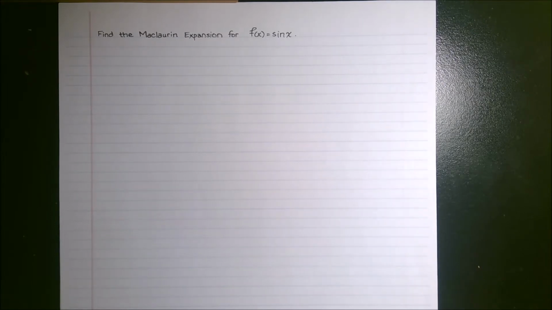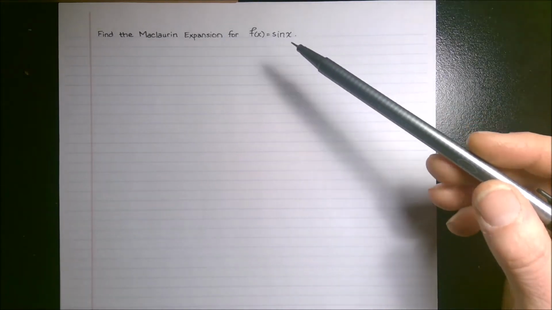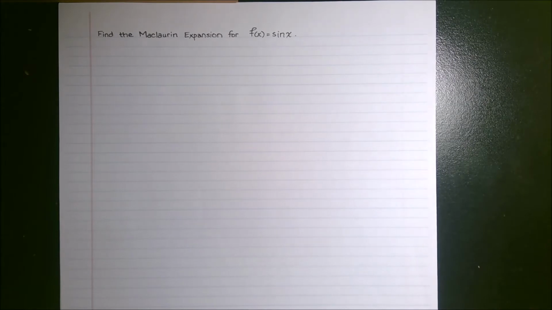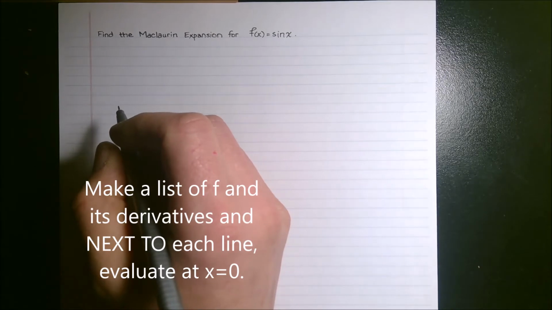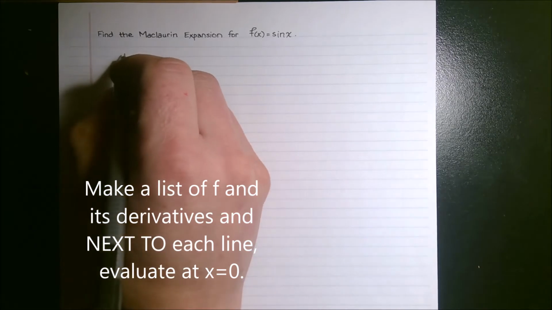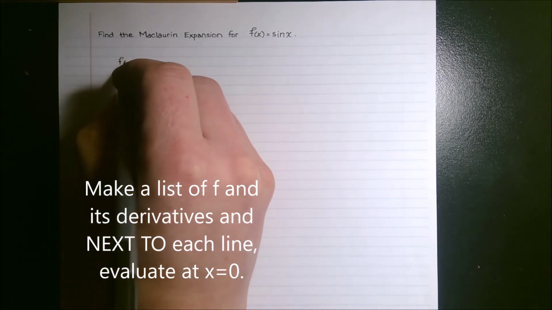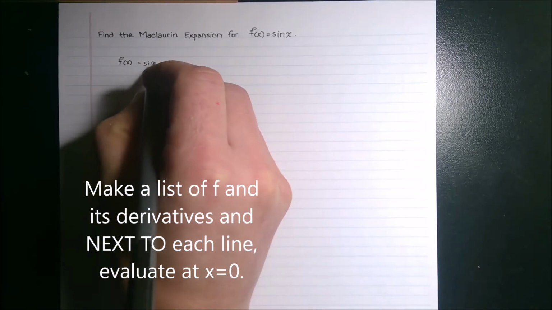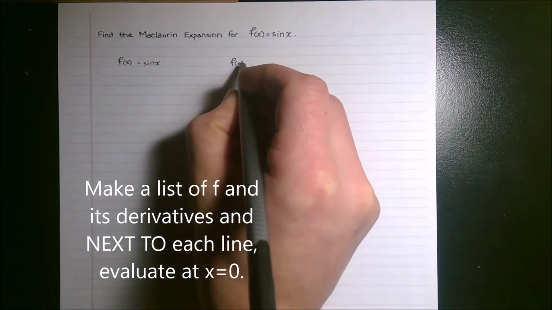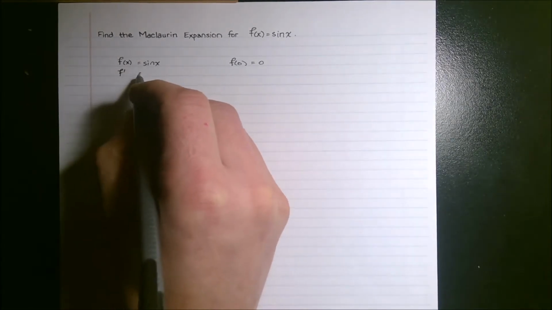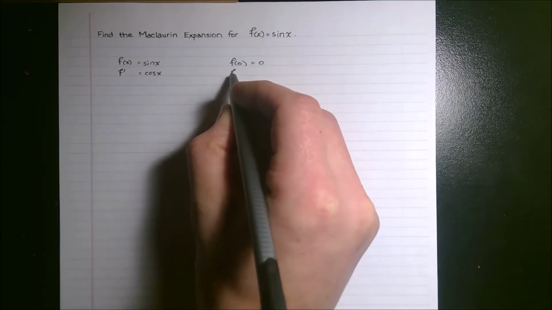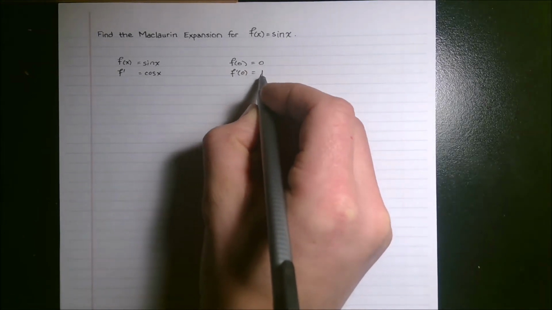Basically, the idea is we're trying to build some power function that's going to estimate this function within some given interval. So the very first thing to do is to find the values of f and its derivatives at x equals 0. If I start by saying f of x is sine of x, then f of 0, of course we all know sine of 0 is 0. I can find f prime, that's just cosine x, which means f prime of 0 is 1.